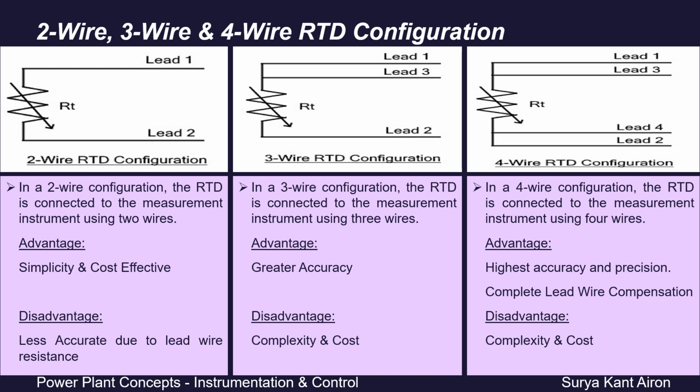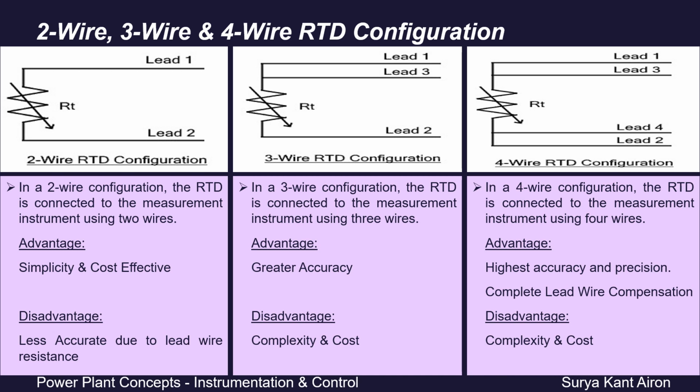If we talk about the disadvantages of the two wire RTD configuration, the resistance of the connecting wires, these lead wires, introduces errors in the temperature measurement, as we cannot distinguish between the lead wire resistance and the Pt100 RTD resistance. Also, this two wire RTD configuration is generally less accurate compared to three wire and four wire configuration. Two wire RTD configuration is used in applications where we require lesser accuracy, and the cost is a significant consideration because these are comparatively cheaper.